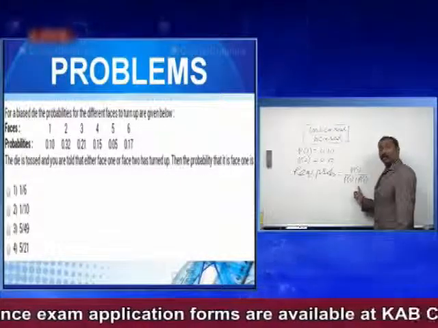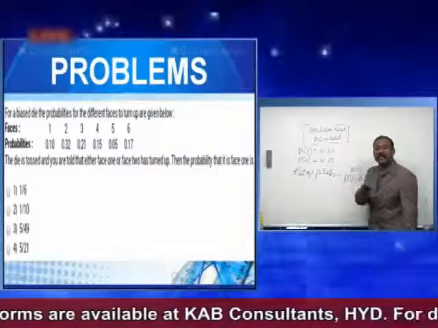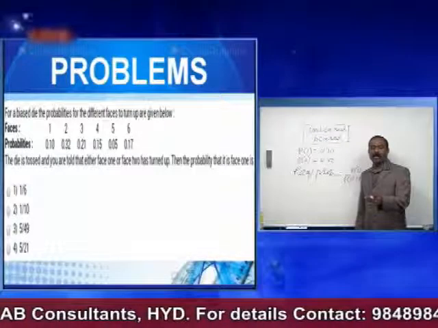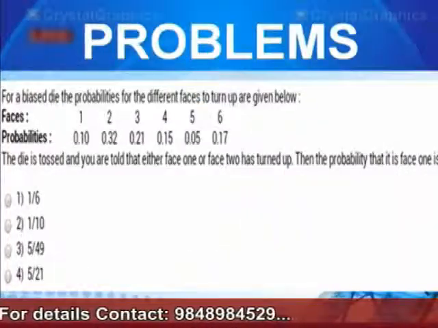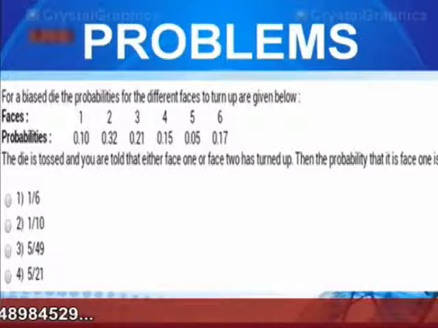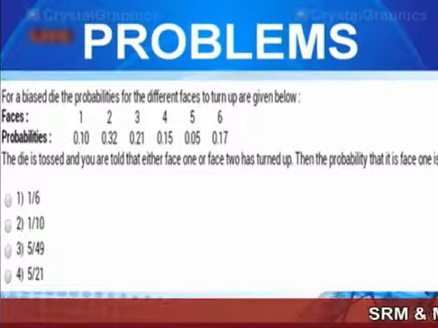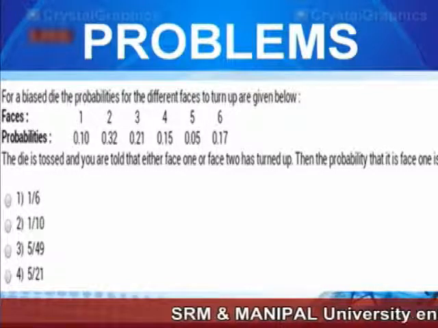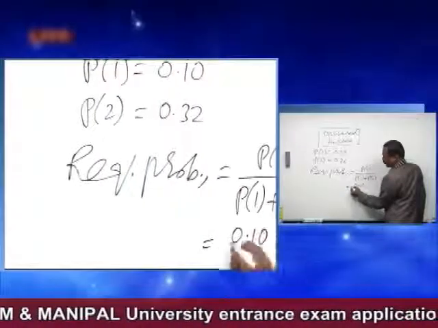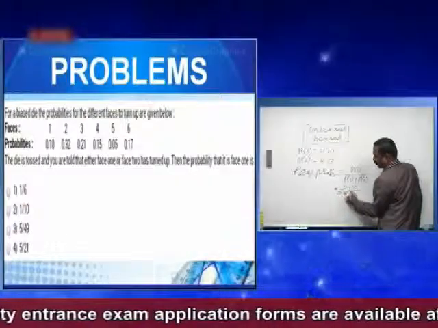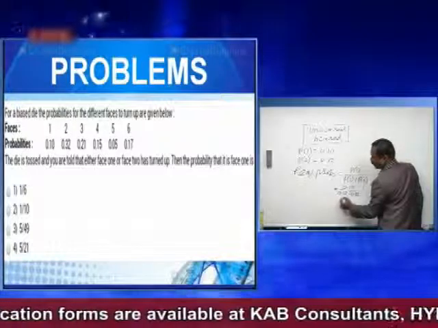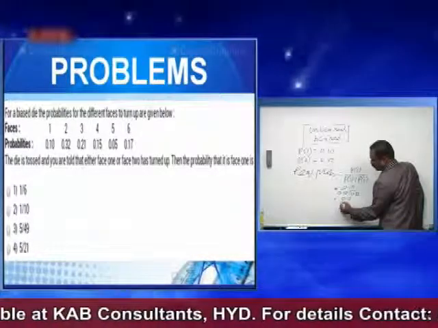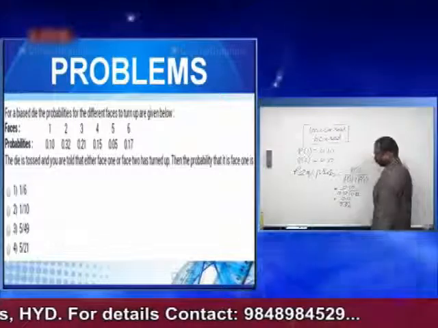Either 1 or 2 or R. You can see in the problem itself, either phase 1 or 2 turns up. Either-or means plus, you have to write. So P of 1 upon P of 1 plus P of 2. So what is P of 1 here? 0.10 upon 0.10 plus 0.32. It is nothing but 0.10 upon 0.42.